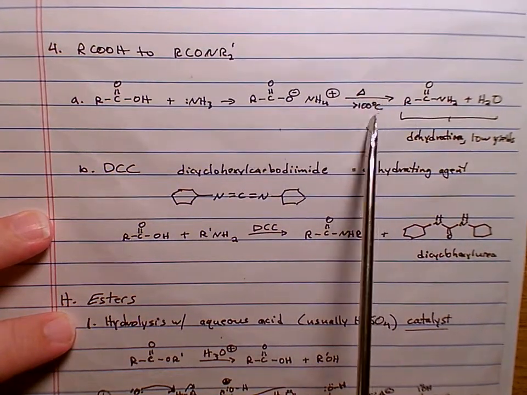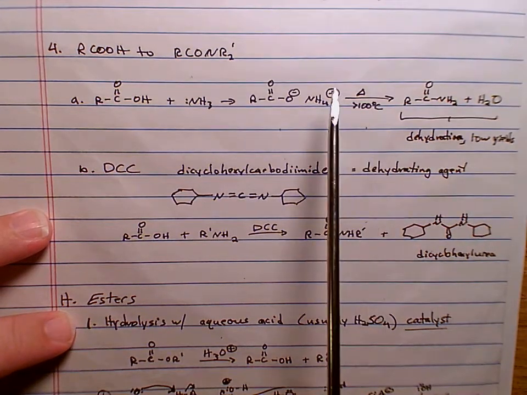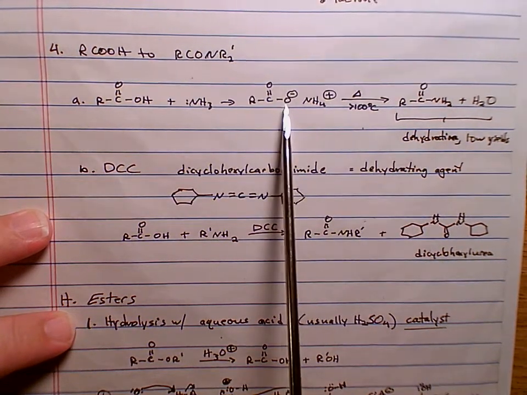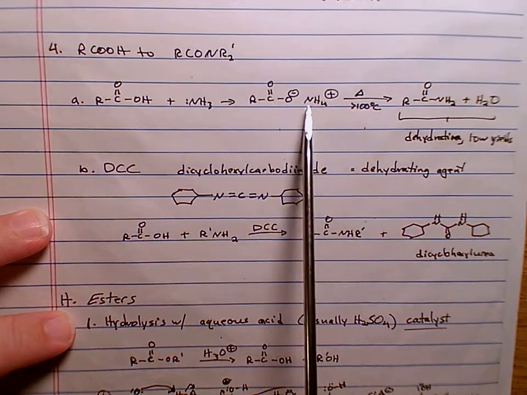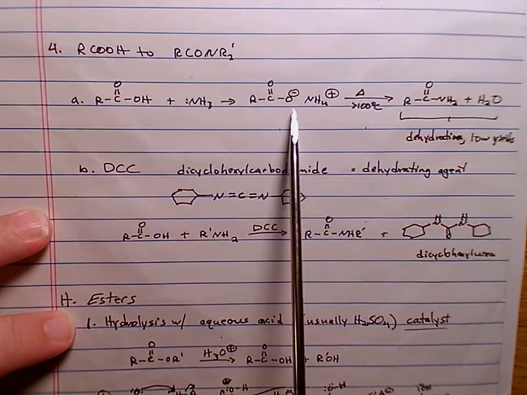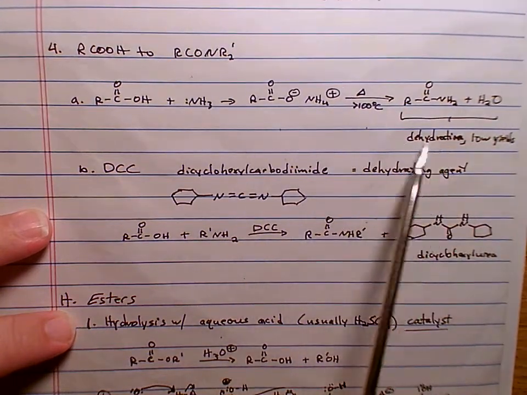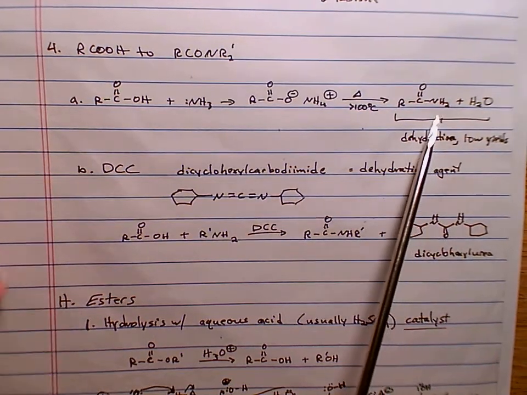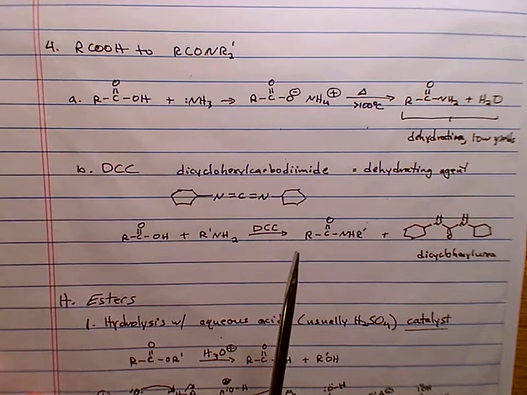If we heat this up greater than 100 degrees Celsius, means we can drive off water. We can actually drive off this oxygen and 2 of these hydrogens here to give this nitrogen bonded to the carbonyl and the 2 hydrogens bonded to the oxygen, get this amide and H2O. Very low yields. This is a brute force way of doing it. There is a better way of doing it.